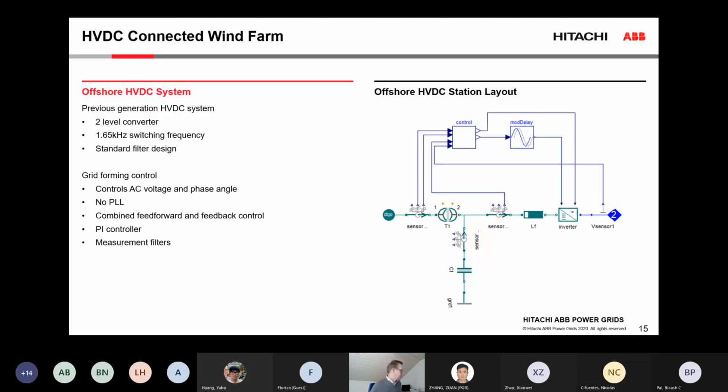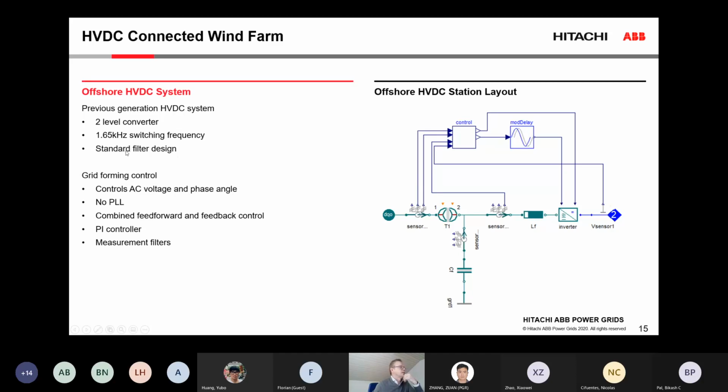So in the next step, we will consider here a HVDC connected wind farm, and this is also loosely based on the HVDC system we were actually using in BorWin. So this is an older HVDC with a 2-level converter, 1.65 kilohertz switching frequency.